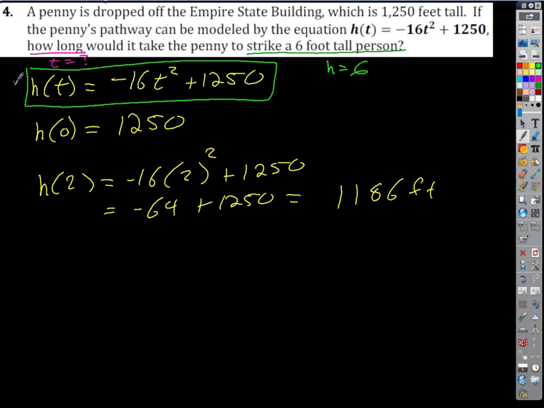Set h. In h of t, how come I have the of t there? Well, because it's a function. It's just reminding us that we're inputting time to calculate h. But this is the same thing as just writing an h down. It's just function notation. So we're setting the value of the function h equal to 6, and that's giving us an equation. So let's write that then. We're going to get our function negative 16 t squared plus 1250 equals 6. There's our equation that we're going to solve.